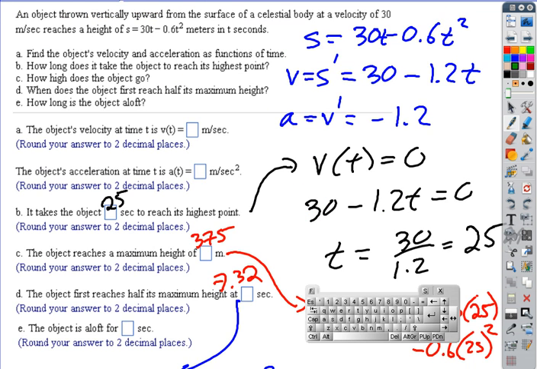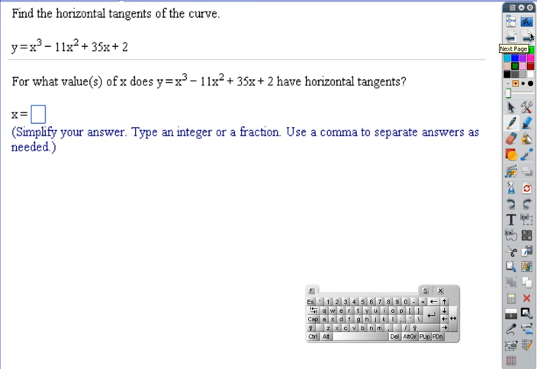It takes 2 minutes. Find the horizontal tangents of the curve. Okay, all we want are the values of x where we have horizontal tangents. Now, what's our strategy here? Zeros of the derivative. Exactly. So we know that the derivative stands for the slope of the curve. The slope is going to be 0 when the tangents are horizontal, right? So we could just do this.